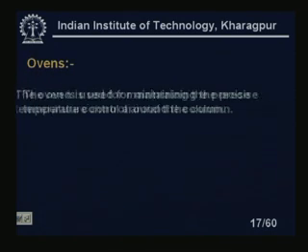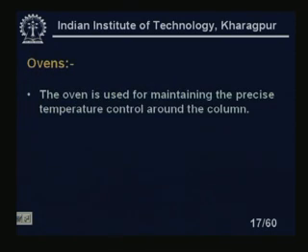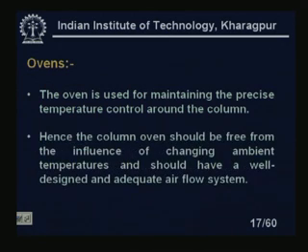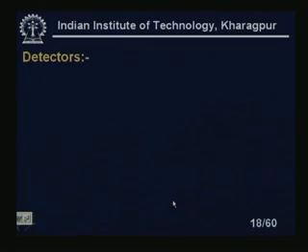Now, ovens. As I told you, the oven is used for maintaining precise temperature control around the column. Hence, the column oven should be free from the influence of changing ambient temperature and should have a well designed and adequate airflow system. There should be a good airflow system, otherwise temperature control will be difficult.